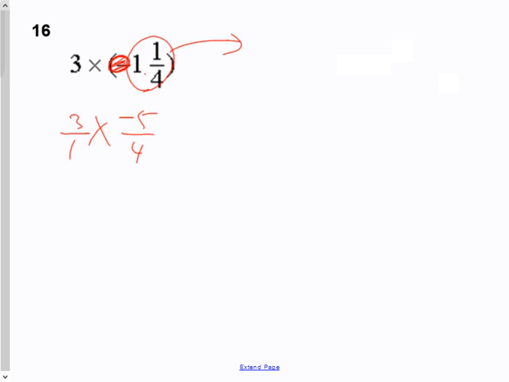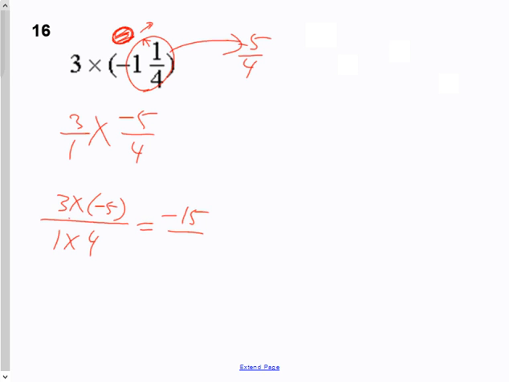4 times 1 is 4, plus 1 is 5, 5/4. Then remember that it's negative and put the negative symbol back with it, negative 5/4. Common denominator, or look for cross reduction if you can. There isn't any. When multiplying, you don't need a common denominator, so multiply your numerators. Multiply your denominators, negative 15/4, which is improper, which is 3 and 3/4, but don't forget to put the negative symbol, negative 3 and 3/4.